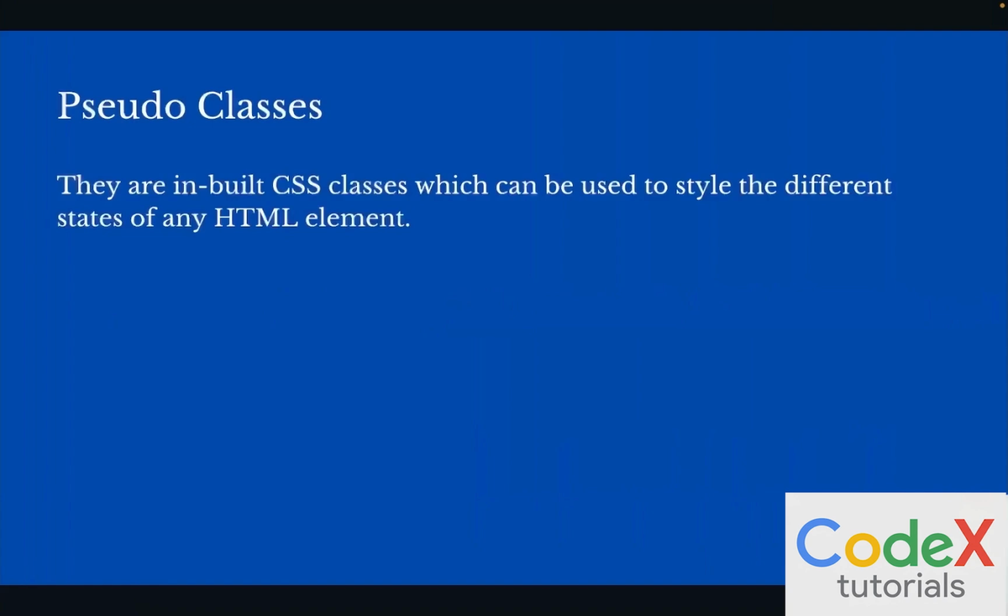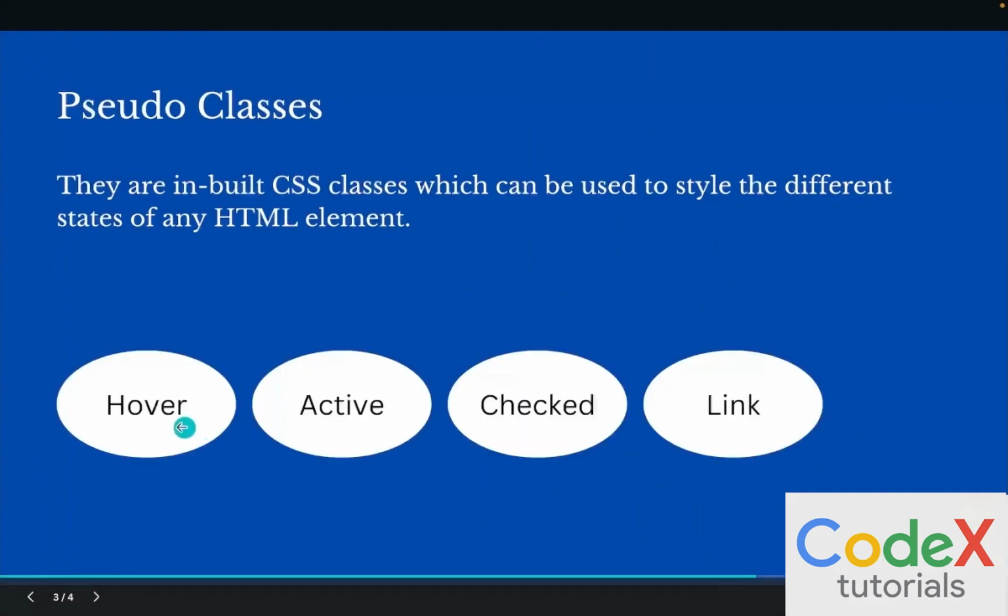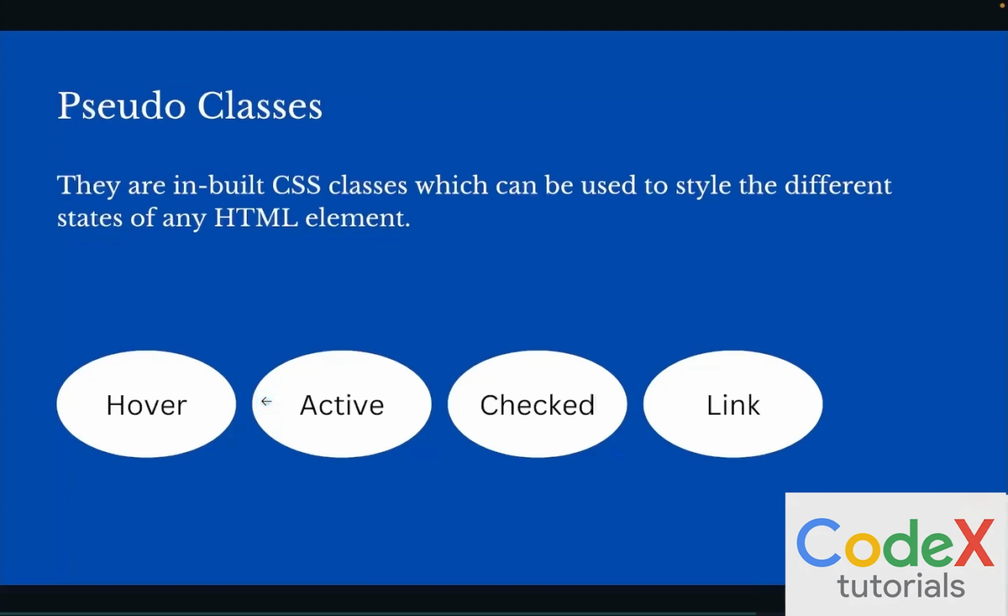First of all, starting off with what pseudo classes are, they are inbuilt CSS classes which can be used to style different states of any HTML element. Now I have mentioned a couple of states in which a particular HTML element can get, although there are quite a lot of different states for different HTML elements, and it is not possible to discuss each one of them in this particular course, but we will be seeing quite commonly used ones, and these are hover, active, checked, link, visited. So whenever you want to apply a particular piece of CSS style for a particular state for any HTML element, you use something called a pseudo class.